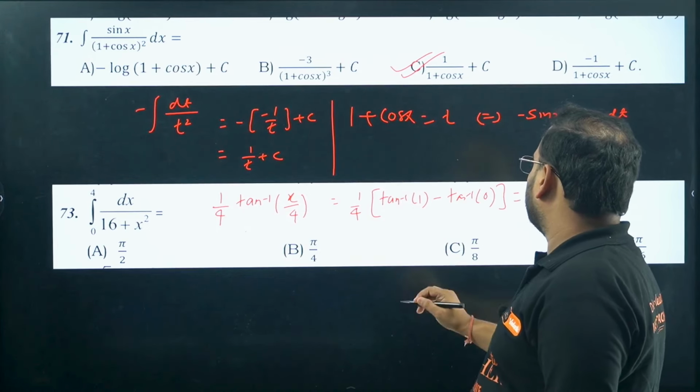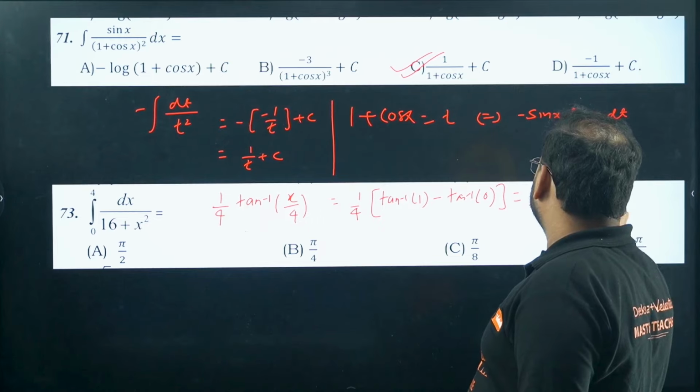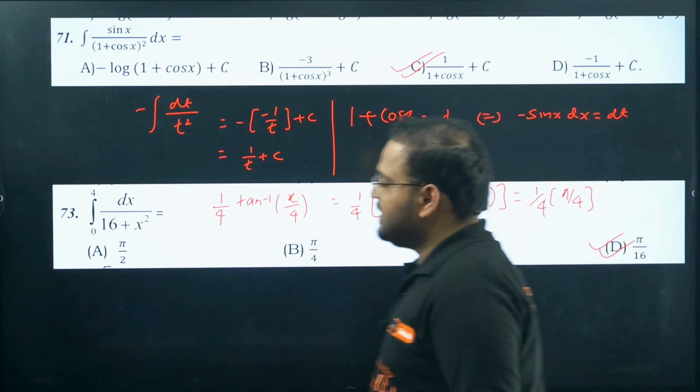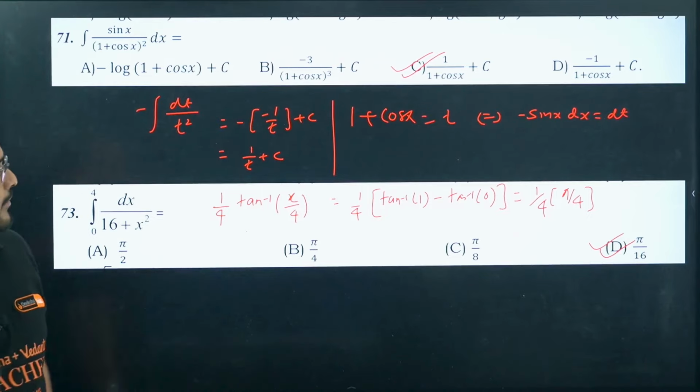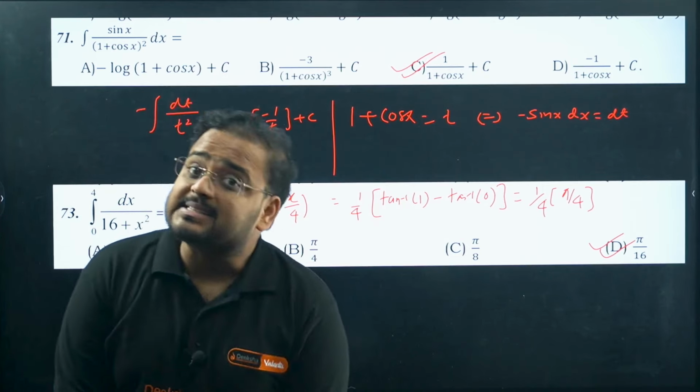Now I hope you know this answer. 1 by 4 into, this will be pi by 4. Answer is pi by 16. So option D is correct. Tan inverse of 0 is 0, this will be pi by 4. Answer is pi by 16.